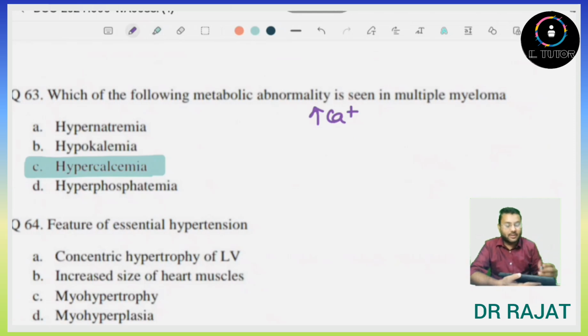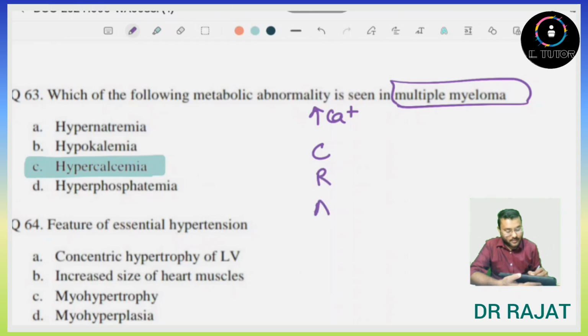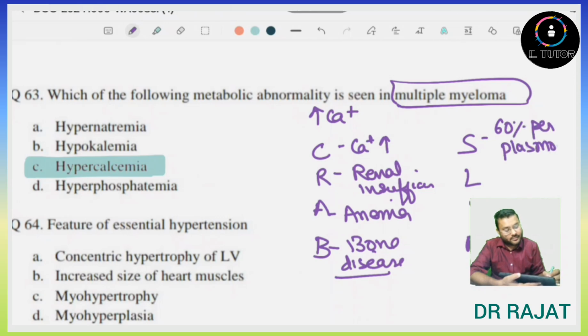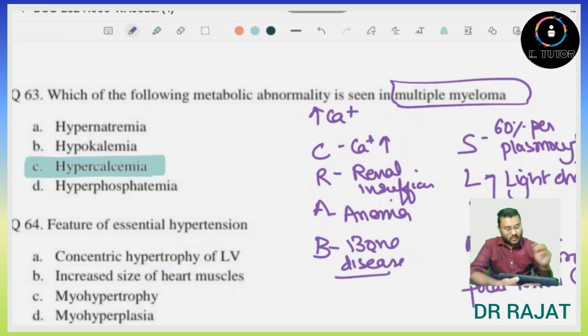If we have to talk about the other feature of the multiple myeloma, then it is CRAB SLiM, in which C is for the calcium increase, R is for the renal insufficiency, A for anemia, B for bone disease. Now, in SLiM, S is for 60% of the plasma cells, Li is for light chain, and M for MRI, one or more focal lesion present. So, this is CRAB SLiM, which are the features of the multiple myeloma, and answer here will be hypercalcemia, that increased calcium will be there.